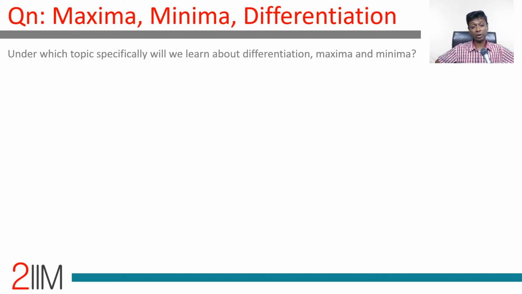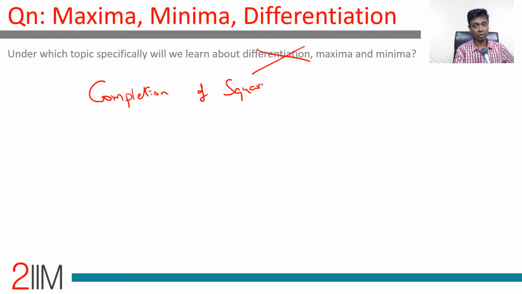Under which topics specifically will we learn about differentiation, maxima and minima? In the 2IIM course, in no topic will we learn differentiation. Differentiation is not required. I've taken CAT 9 times. I've never used differentiation in the exam. And so the alternate for differentiation is this wonderful method called the idea of completion of squares. It's a good method to learn that gets used extensively across the board.